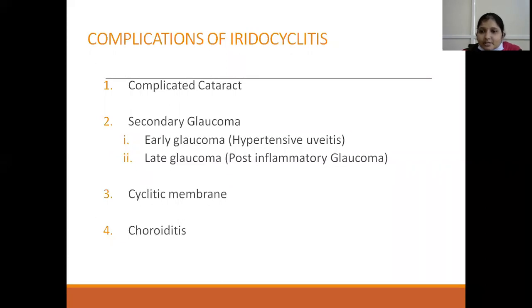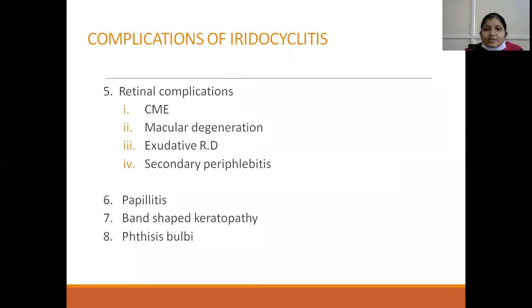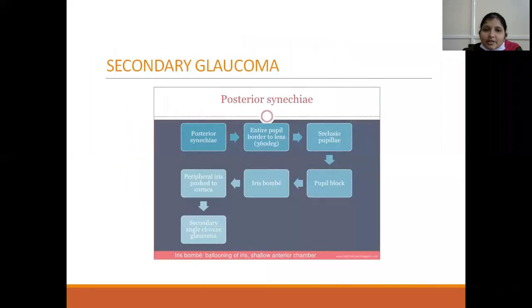And the other complication is cyclitic membrane. I have already discussed that it is a membrane of exudates present in the posterior segment behind the lens, and because of contraction of this cyclitic membrane, it can lead to tractional RD. Choroiditis, retinal complications like cystoid macular edema, macular degenerations, exudative as well as tractional RD, secondary periphlebitis. Other complications are papillitis, that is inflammation of the optic nerve head, band-shaped keratopathy, and the late complication is phthisis bulbi.